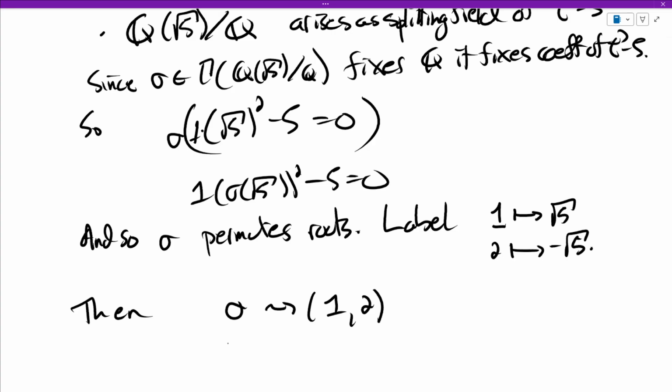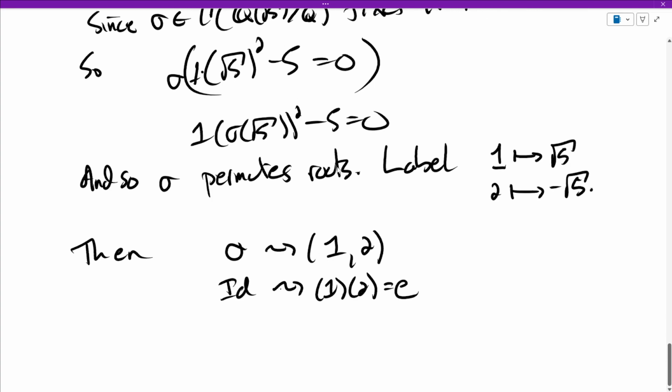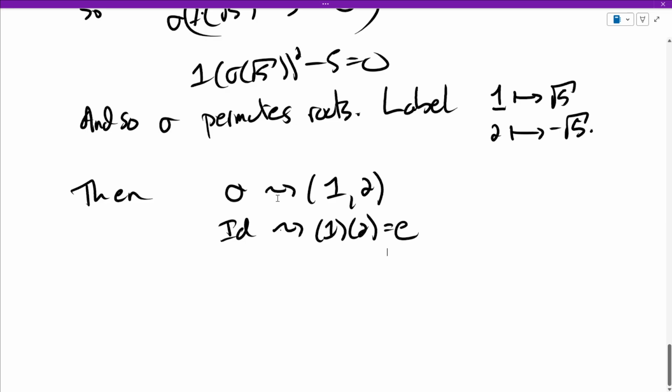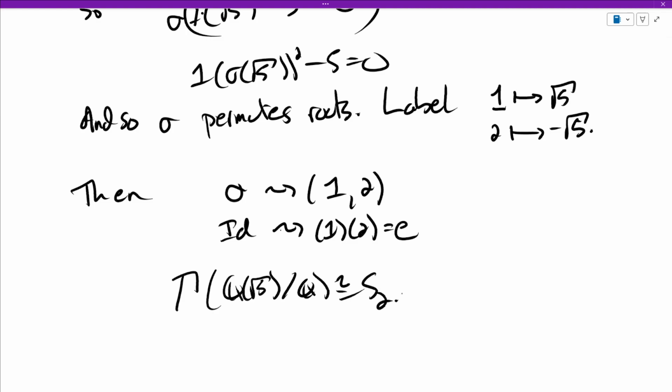And under this setup, identity corresponds to, of course, the trivial permutation, which we often just write as E. So this is a way in which we can view elements of the Galois group as a subgroup of the symmetric group on 2 letters. And then, of course, in this case, the Galois group of Q adjoining root 5 over Q is just the whole symmetric group on 2 letters.